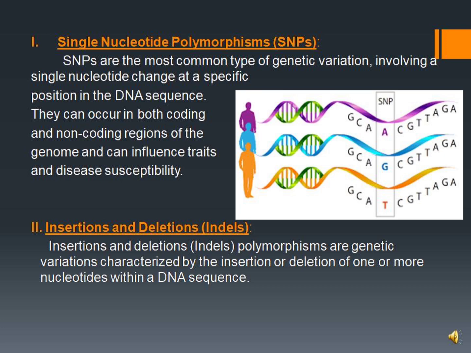Single nucleotide polymorphisms are the most common type of genetic variation, involving a single nucleotide change at a specific position in the DNA sequence. They occur in both coding and non-coding regions of the genome and can influence traits and disease susceptibility. As the structure shows, all the three samples are the same, but they have different nucleotides at a specific location.